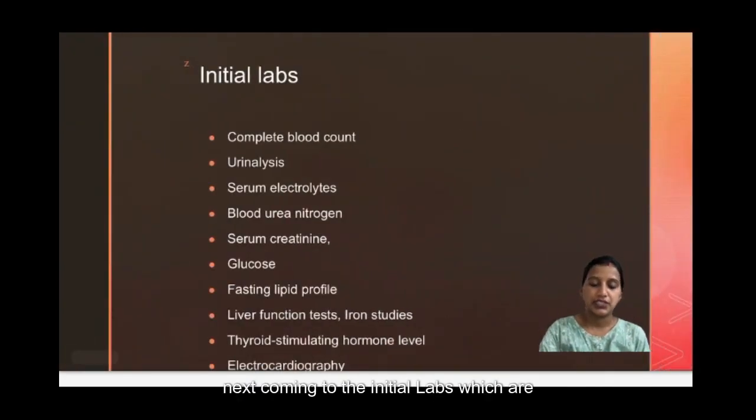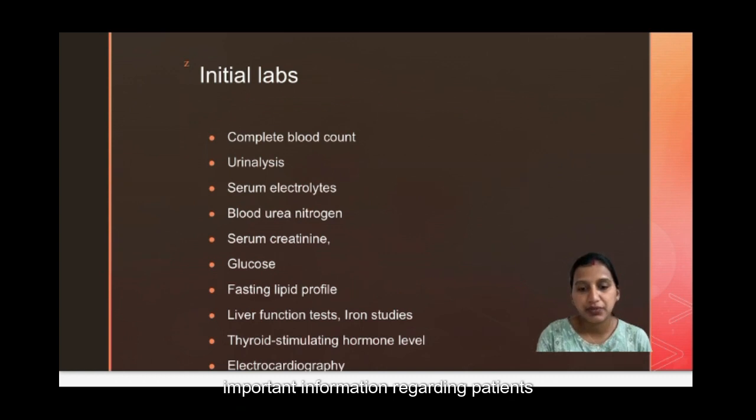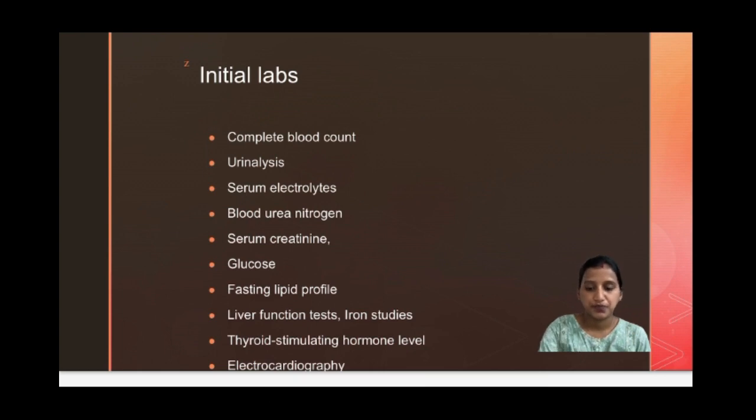Next, coming to the initial labs which are required: complete blood count, urine analysis, serum electrolytes, BUN, creatinine, glucose, fasting lipid profile, LFT, iron studies, TSH levels, and electrocardiography. These initial labs basically provide important information regarding the patient's comorbidity, the suitability for the treatment and adverse effects that can happen secondary to the treatment, potential causes or confounders of heart failure, and they may also give an idea regarding the severity and prognosis of the heart failure.